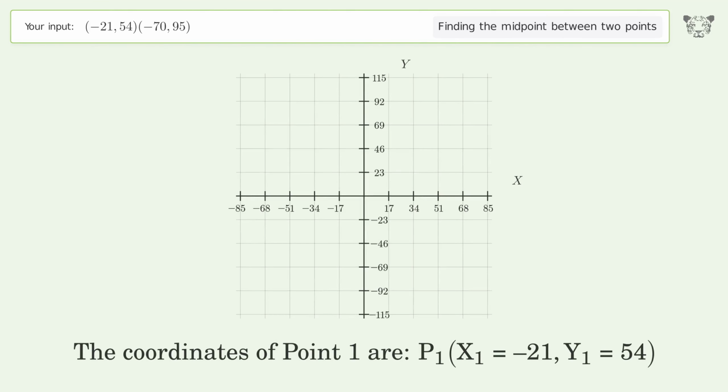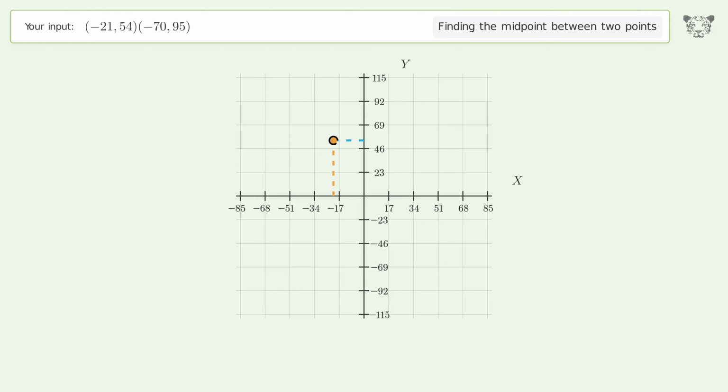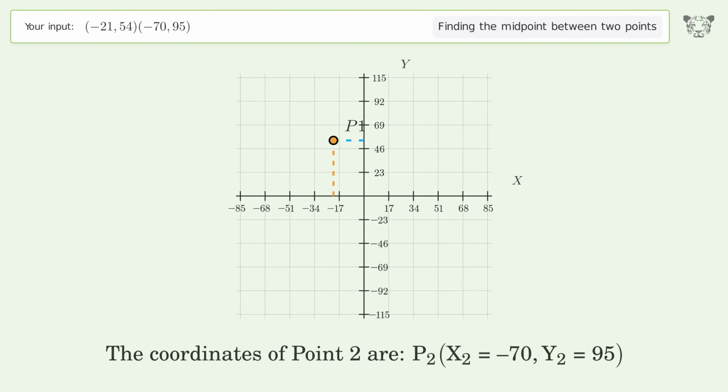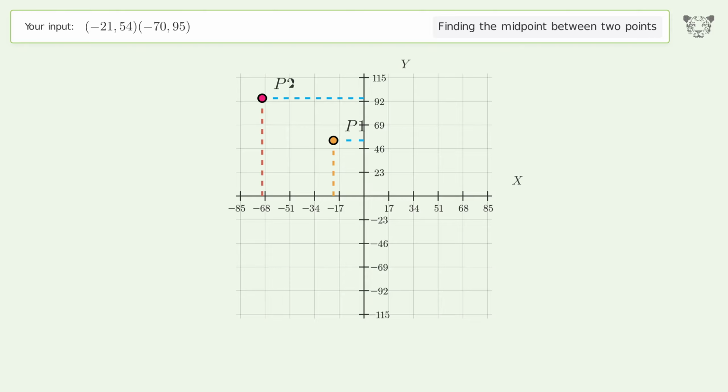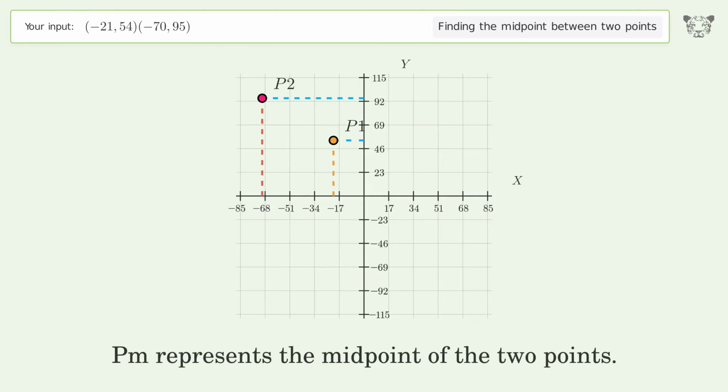The coordinates of point 1 are, x1 equals negative 21, y1 equals 54. The coordinates of point 2 are, x2 equals negative 70, y2 equals 95. PM represents the midpoint of the 2 points.